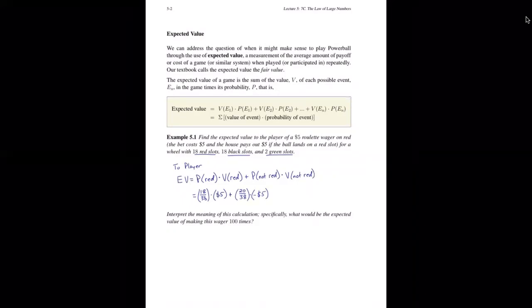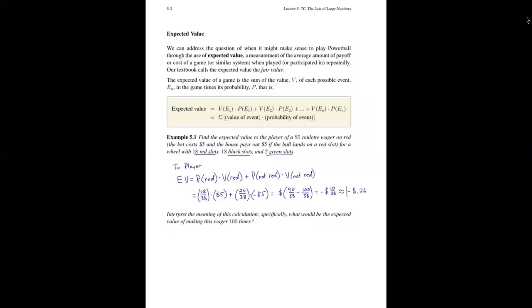What we'll have is 90 in the numerator on the left, put a dollar sign out front. So 90 over 38, multiplying 5 times 18, and then minus 100 over 38. And this is negative 10 over 38. And as a decimal, it's approximately negative $0.26. In other words, negative 26 cents. So the expected value to the player for a bet on red in roulette is negative 26 cents.